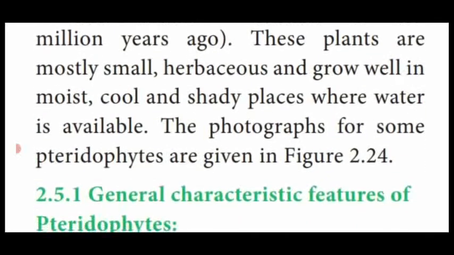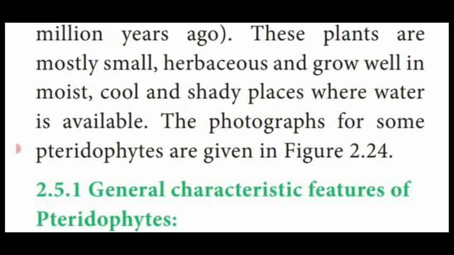So these plants are very small. Most probably they are attached to the bottom of the substratum or soil, or they are living on the bark of trees, or their height is up to 3 feet. That is known as small. Herbaceous. Herb means the plant which shows a height of 3 feet. That's why I told you, herbaceous. And they grow well in the moist.